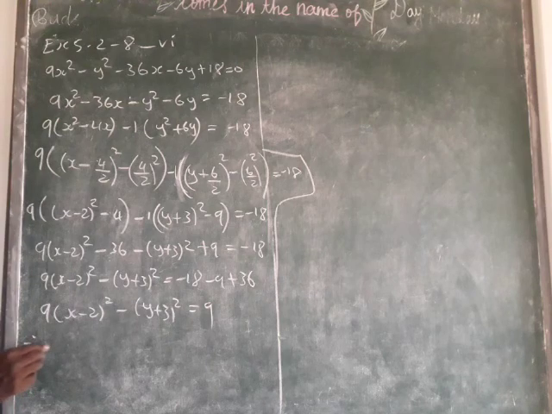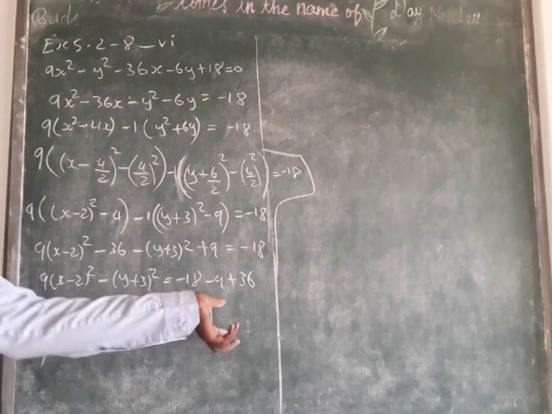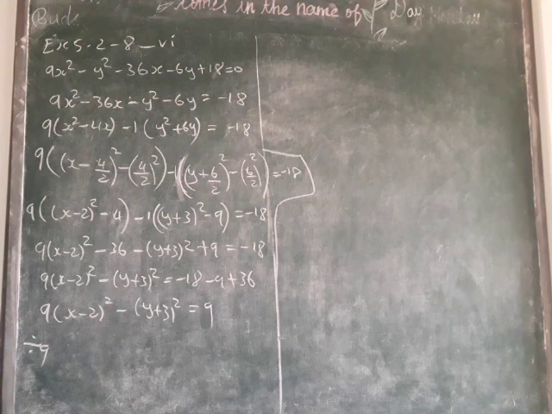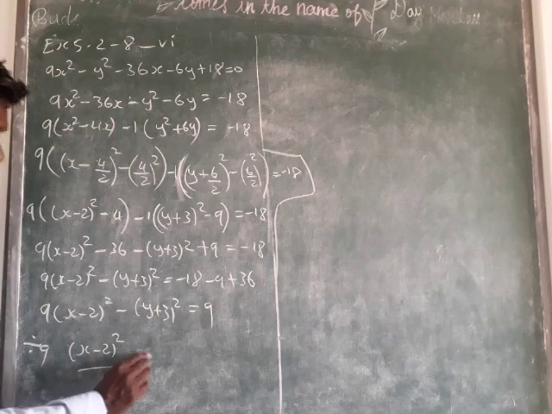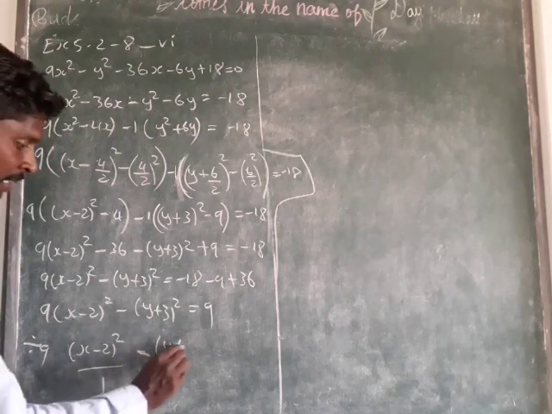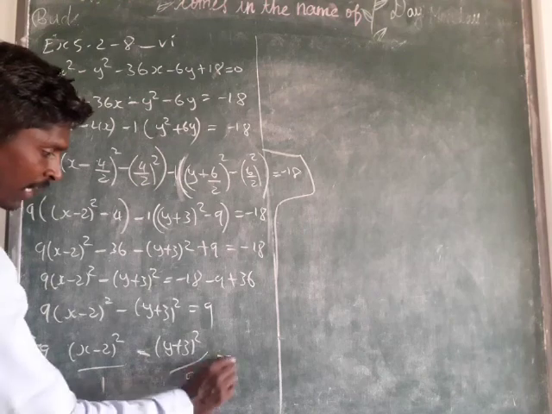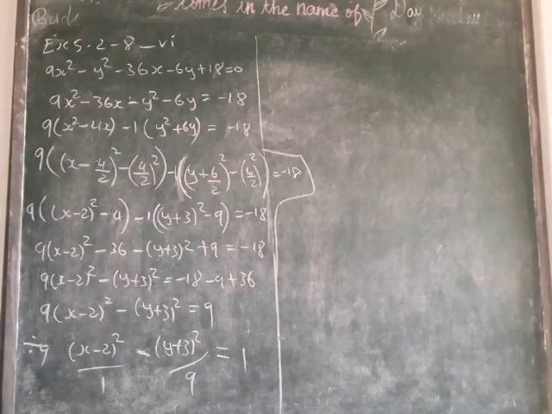Now we divide by 9, because I need the right side equal to 1. So the entire equation is divided by 9. Here the 9 cancels, and we have x minus 2 the whole square, with 1 in the denominator, and 9 by 9 equals 1. So the entire equation is divided by 9. Now this is the standard form.